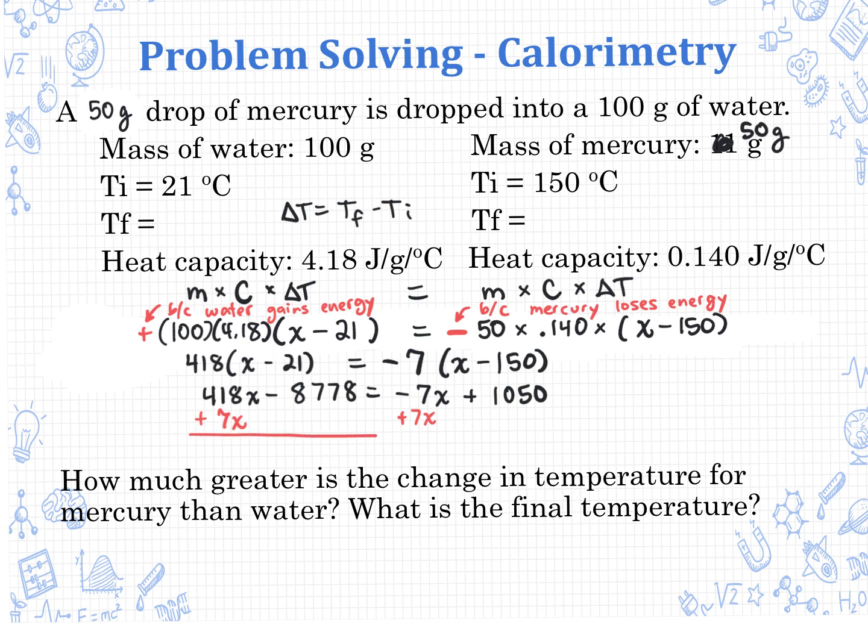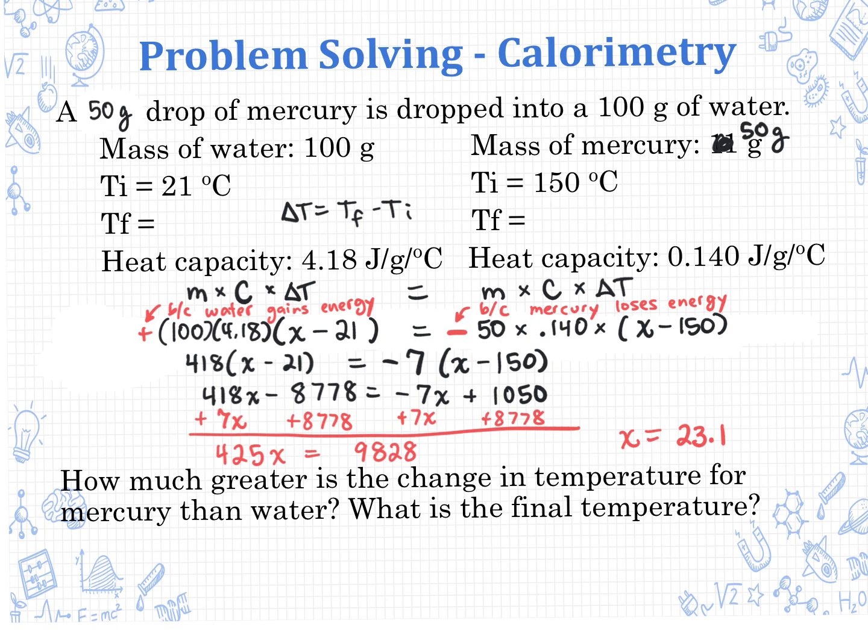So add 7x, and that gets me 425x. And then I'm going to add 8,778. So 8,778 plus 1,050, I get 9,828. And the last algebraic step is to solve for x by dividing by 425. So I'm going to take 9,828 divided by 425, and I got 23.1.